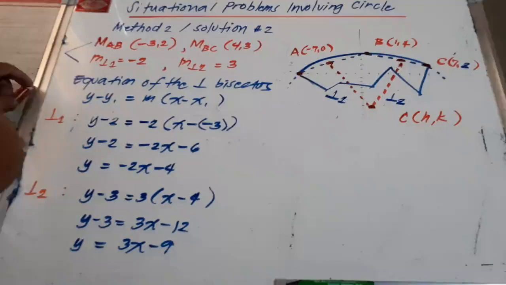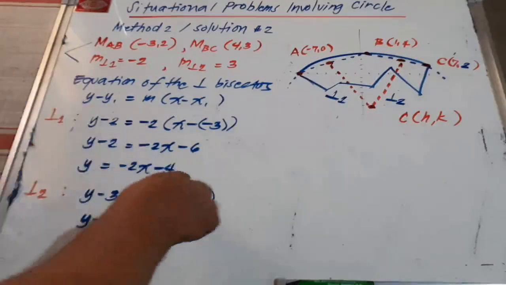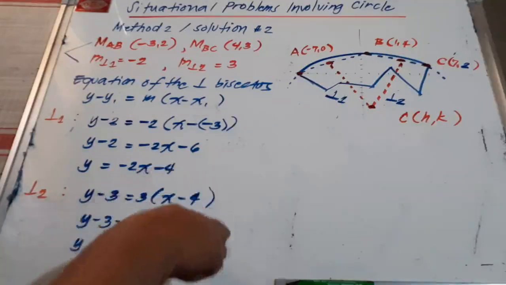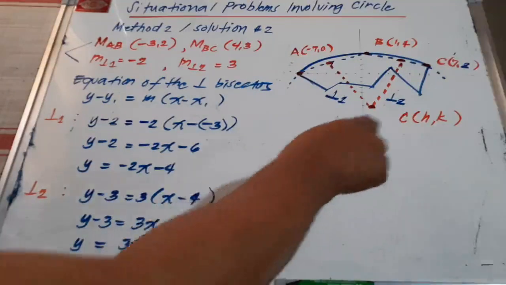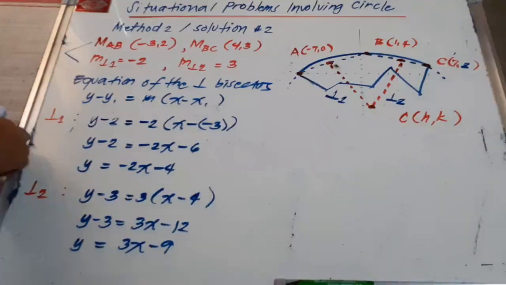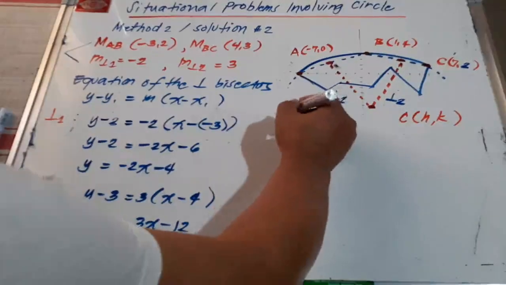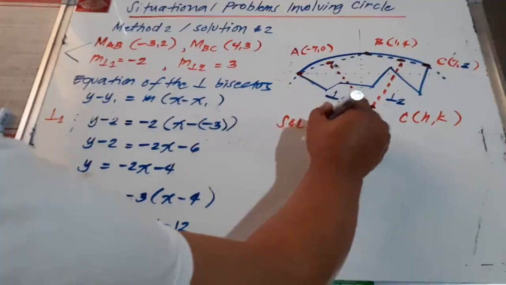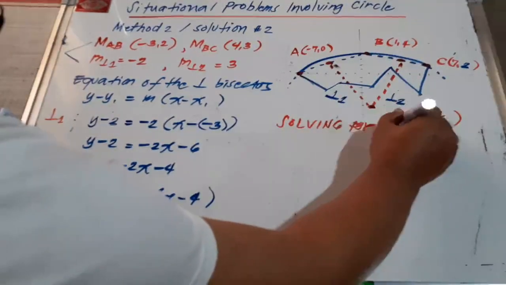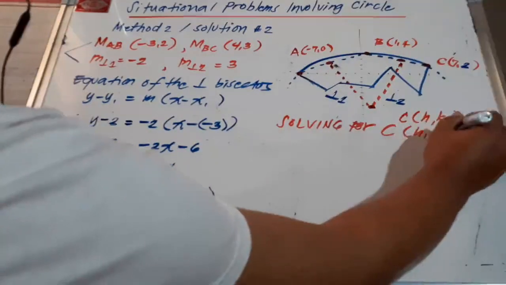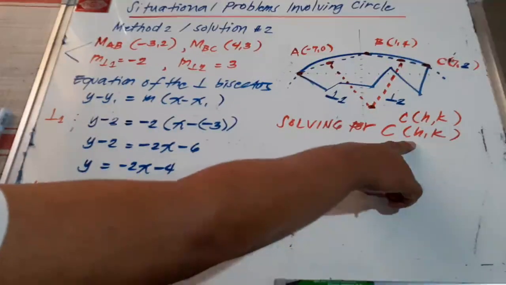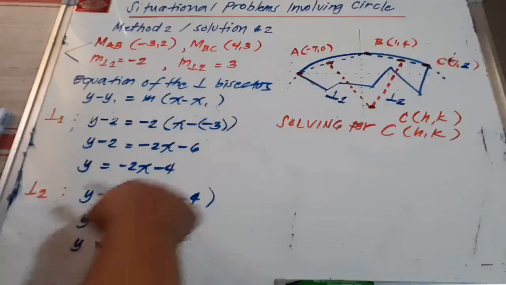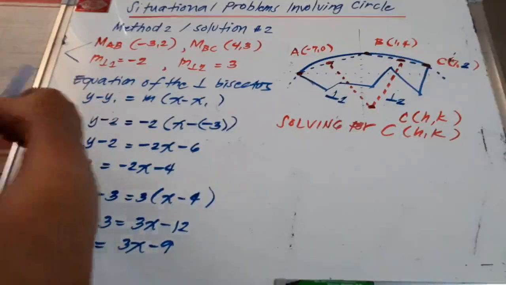The next step is, we're going to determine the point of intersection of these two equations. Okay? That point of intersection is the center of the circle. Using elimination method. Center. Yung x value na makukuha natin is the h or the abscissa of the center, while yung y na makukuha natin, yun yung ordinate of the center of our circle.